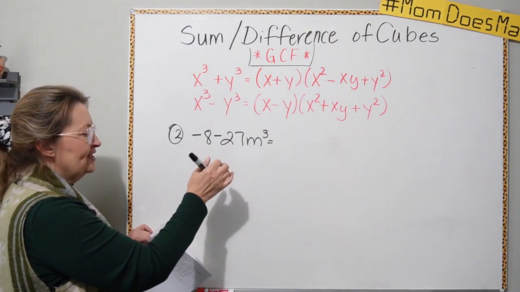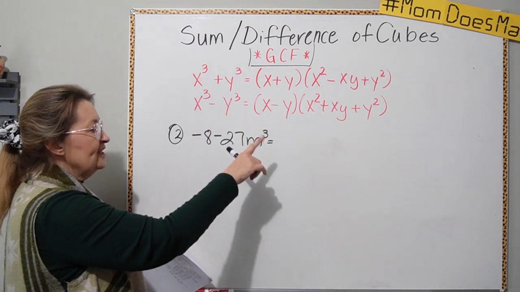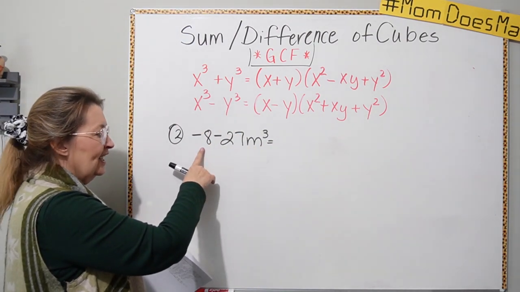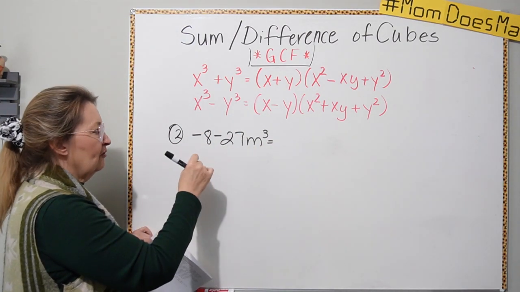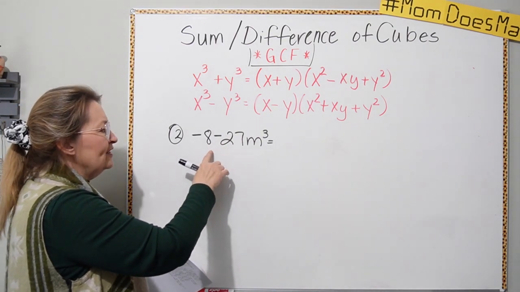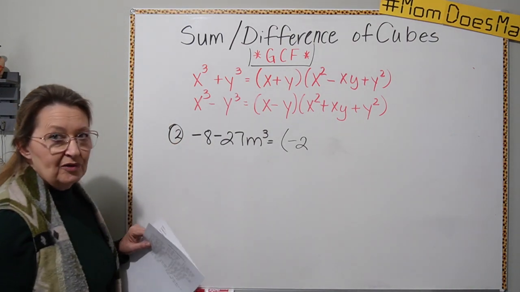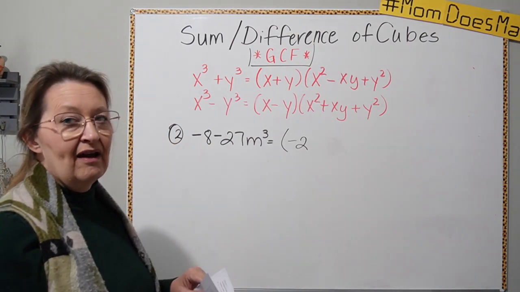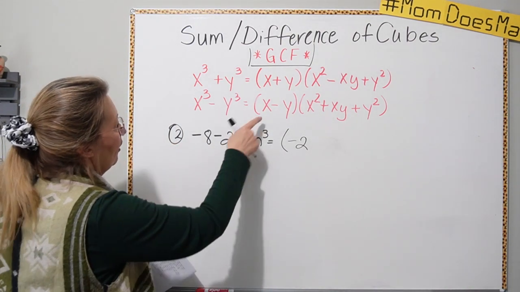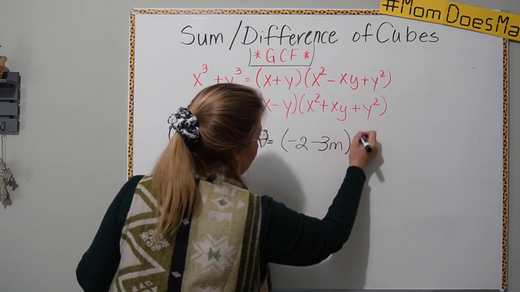Negative 8 minus 27m to the 3rd. Now this one's going to be a little bit trickier as far as the signs go because of this negative number. But we're just going to go slowly. All right. Do I have perfect cubes? Yes, you do. What is the cube root of a negative number? Well, it's a negative number. So my x is now negative 2. All right, minus my y is 3m.